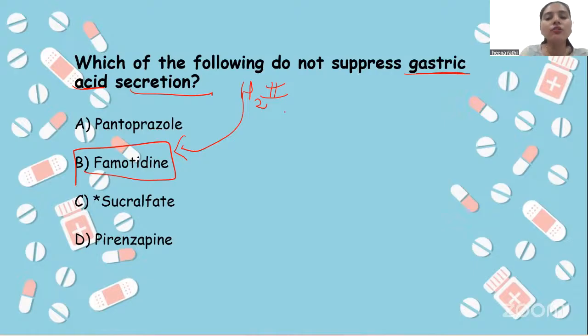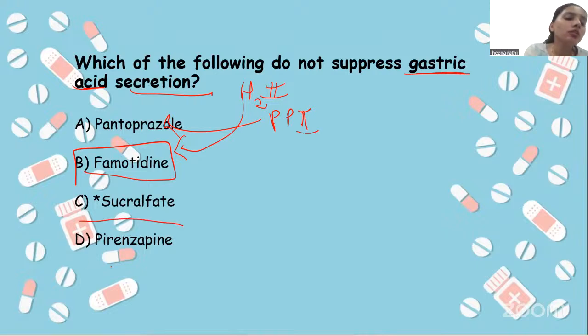The second category of drug is the PPI, proton pump inhibitor, like pantoprazole, omeprazole, and rabeprazole. The third type of drug which reduces gastric acid secretion is the anticholinergic drugs, because anticholinergic drugs are going to reduce the secretions in the body.